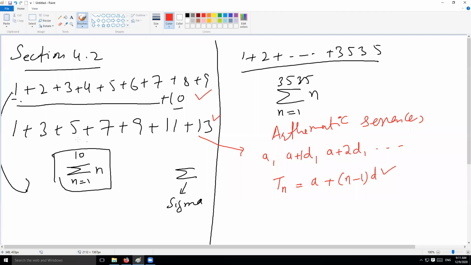So what we can do, we can start for example from here. Okay, so what is the A here in this sum? The first term. The first term is 1. Okay, and what is the difference between the terms actually? So 3 minus 1 is 2, and 5 minus 3 is 2, and so on and so forth. So the difference is also 2 actually.